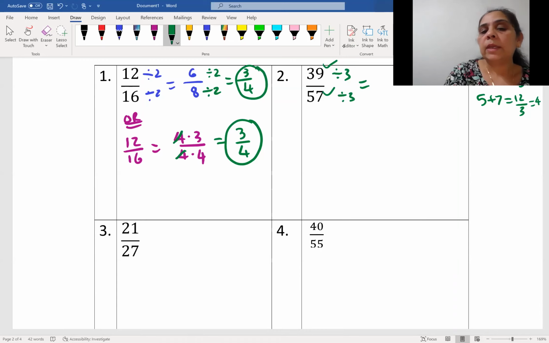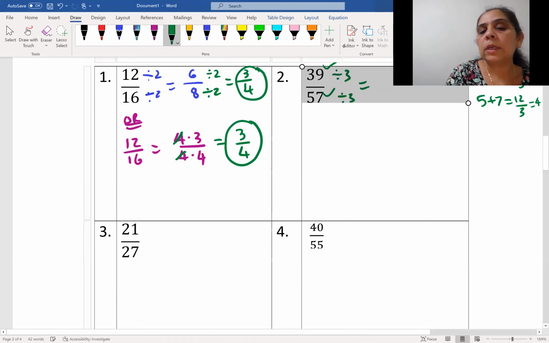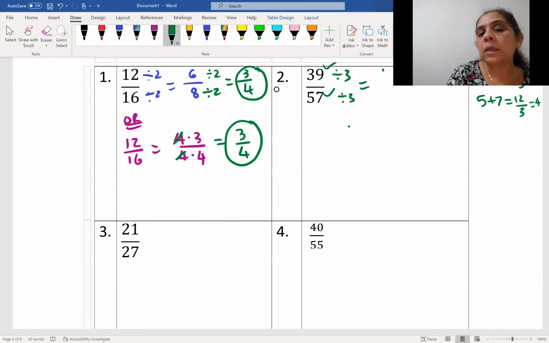39 divided by 3, I know 13 times 3 is 39, so here we will get 13. 57 divided by 3 is 19. Now can we reduce 13 and 19? No, they are prime numbers, right? So we cannot reduce any more. That's it.